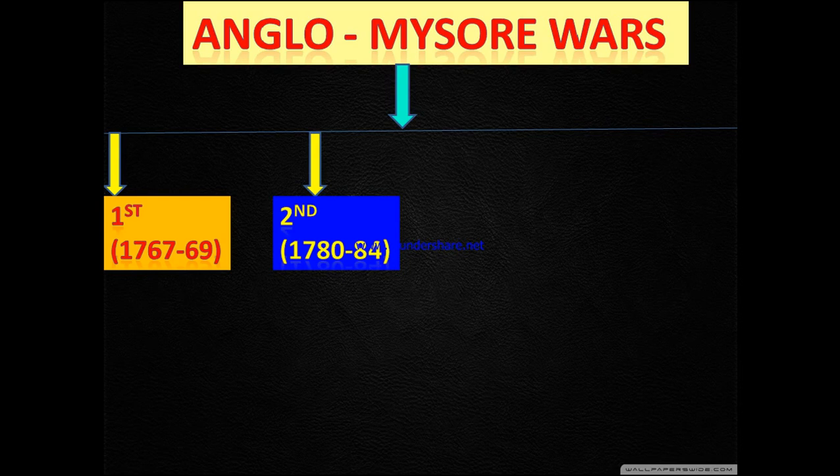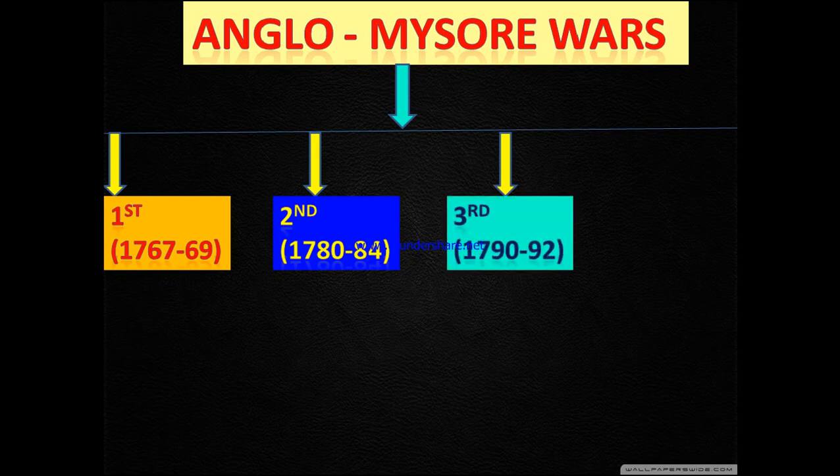Then again one more war happened between the East India Company and the Mysore rulers. Even Tipu Sultan joined in the second Anglo-Mysore War, which happened from 1780 to 1784. And due to the treaty, this war ended. But again in 1790 to 1792, two years, one more of the Anglo-Mysore wars happened between the British East India Company and the Mysore rulers under the leadership of Tipu Sultan.